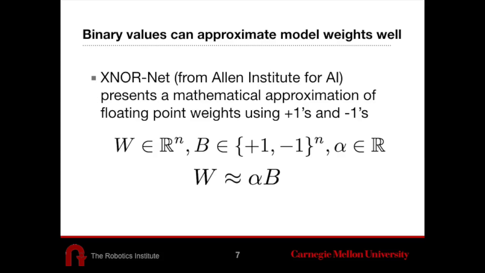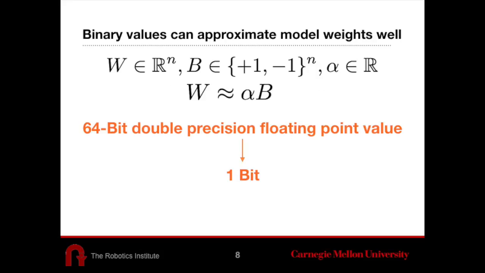XNOR nets present a mathematical approximation of floating point values using the sign function, which binarizes the values. A vector of real values W can therefore be approximated as the scalar factor alpha and the binary vector B. Here alpha is the average of the elements of W and B is the result of applying the sign function on W. Now we can represent a 64-bit double precision floating point value using only a single bit. Theoretically, this minimizes the size of the model by 64 times.